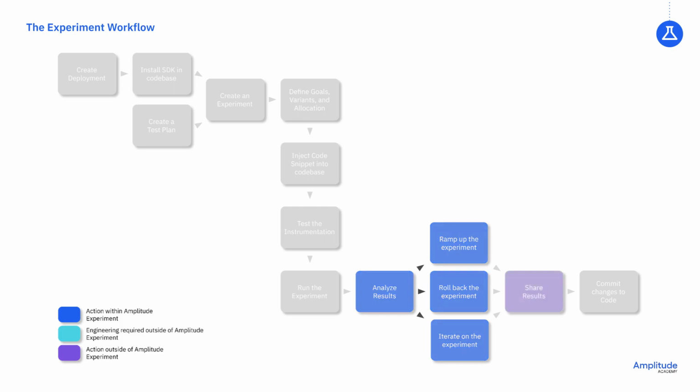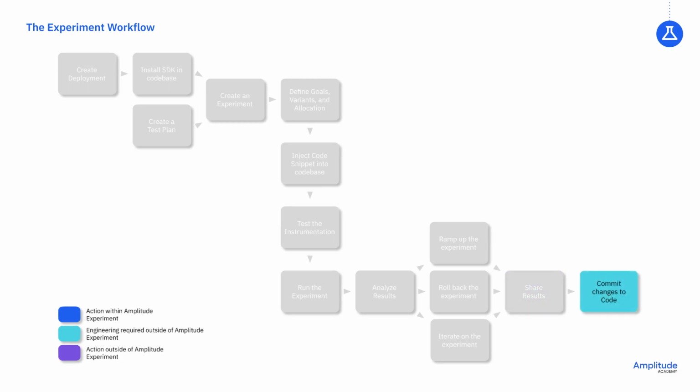Either way, you should share your results with your team and keep everyone in the loop on how the experiment went and what was learned from it. For things you want to make more permanent, the very last thing in the workflow is to remove the feature flag and permanently commit any changes in your product to code.